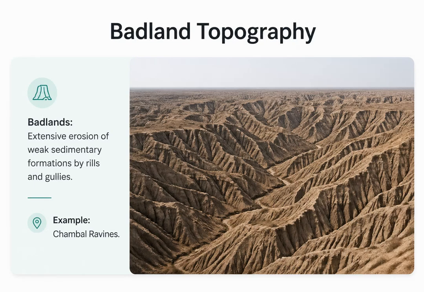When occasional intense rainstorms hit an area with weak sedimentary rocks, the resulting rills, gullies, and ravines can completely tear up the landscape.